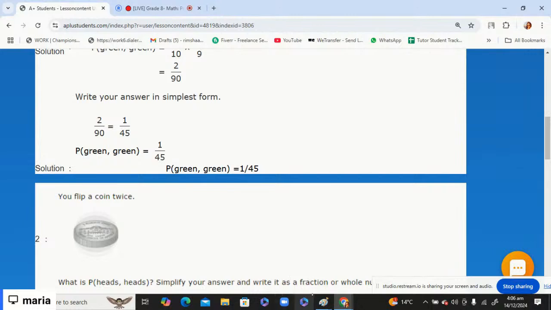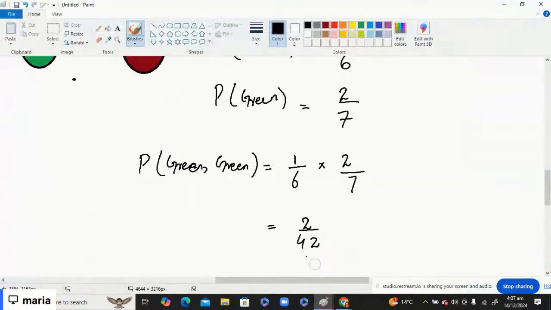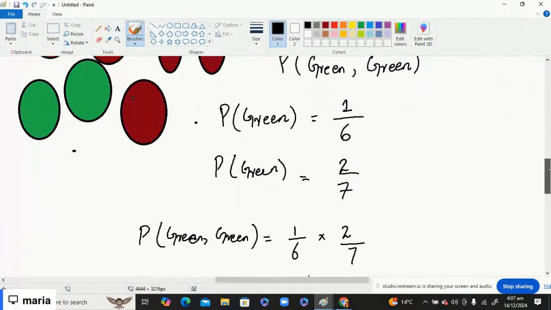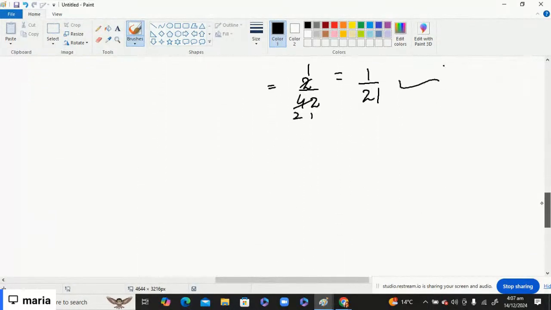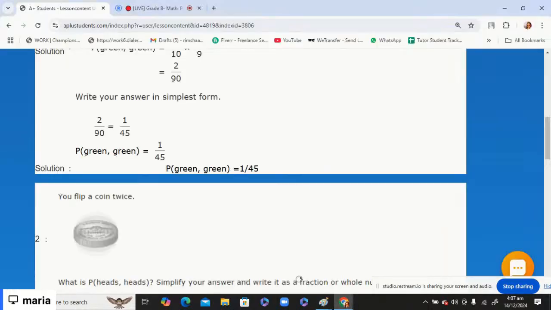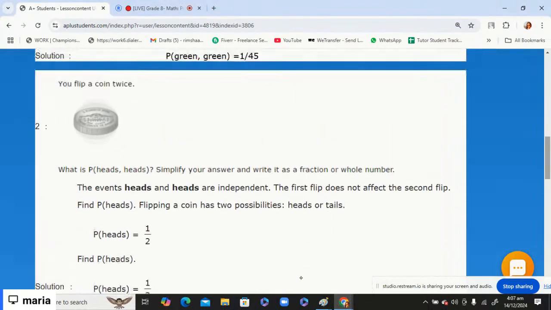Okay. And if you want to simplify further, then it's all up to you. 2 divided by 2 is 1, 42 divided by 2 is 21. So 1 over 21. This is the probability of green and green. All right, this is the way that we are going to solve it. Now let's discuss the next.